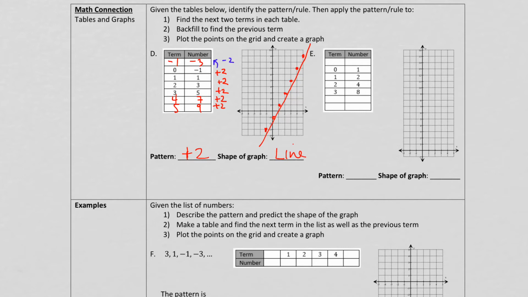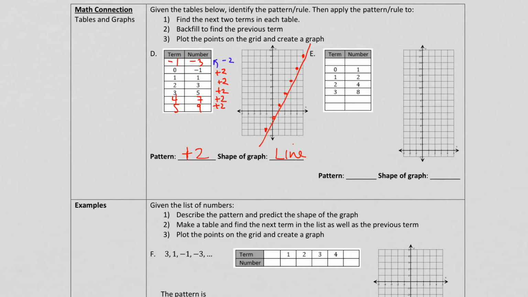Now looking at example E, same three questions. Here's our table. Let's first identify what pattern you see as you go down this table. From 1 to 2, 2 to 4, and 4 to 8. If I try to add, from 1 to 2 it would be +1. But then from 2 to 4, that's +2. So this is not a consistent rule. So I'm not going to have a plus pattern. I tried it, but it didn't work.